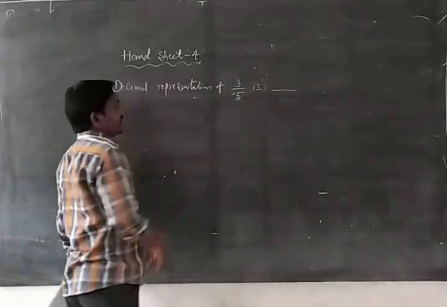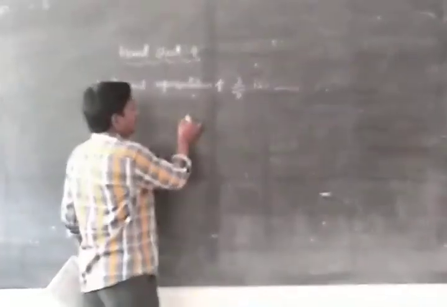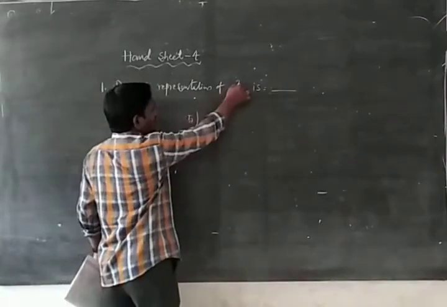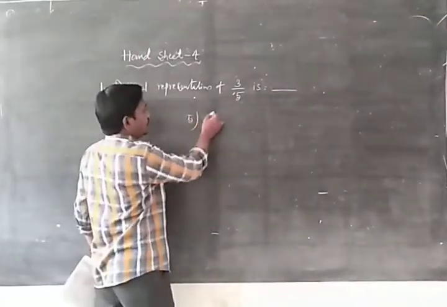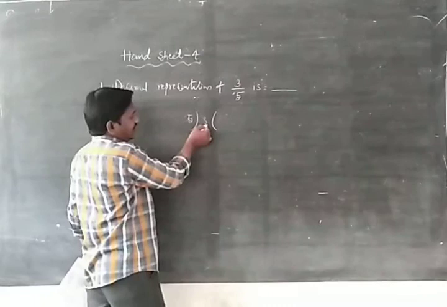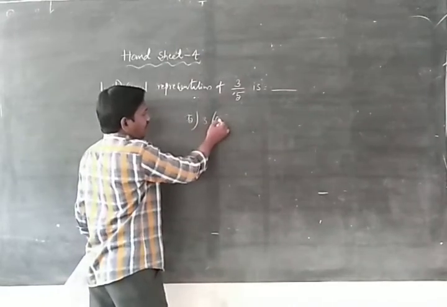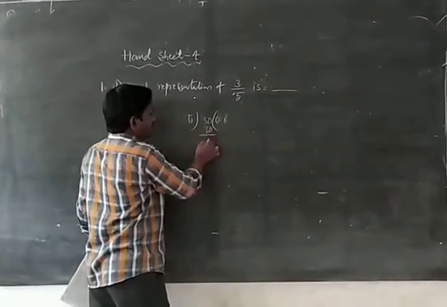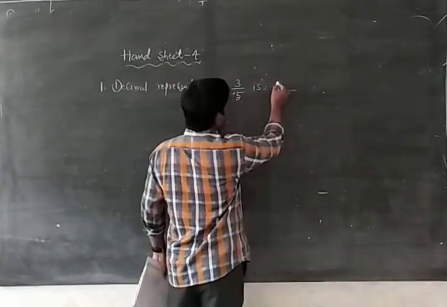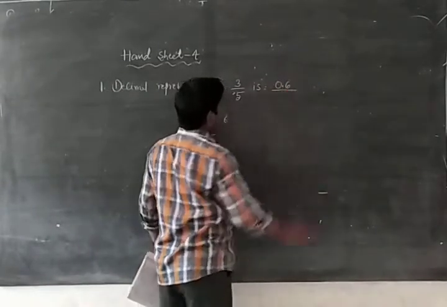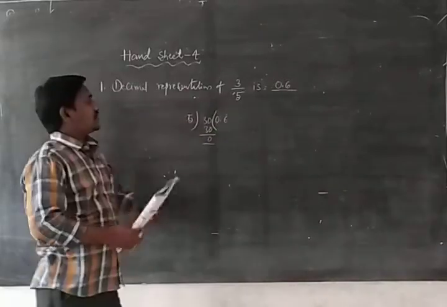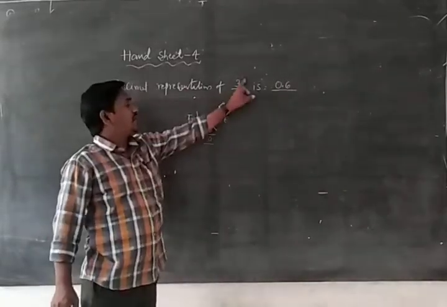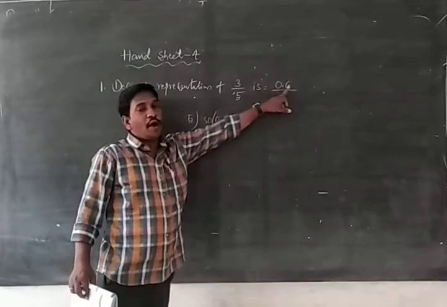Decimal representation means 3 divided by 5. 5 doesn't cancel in 3, so write a point and write 0. 5 sixes are 30. So 0.6 is the decimal representation of 3 by 5.